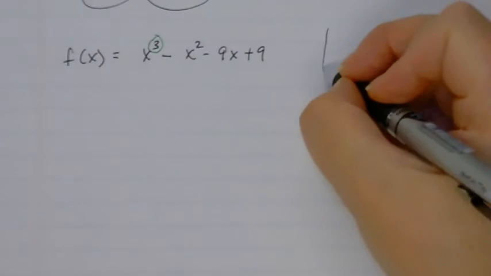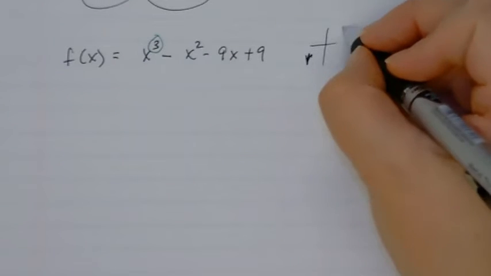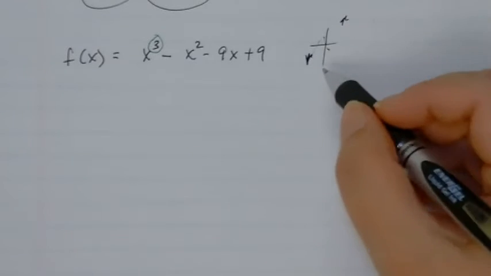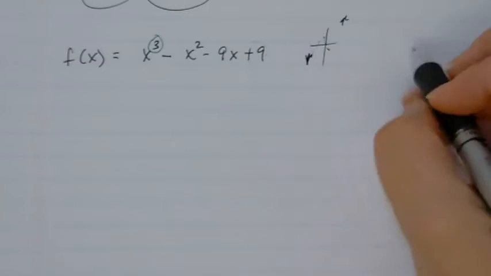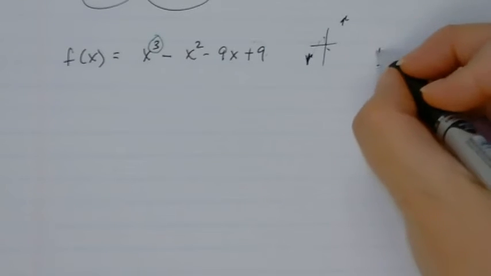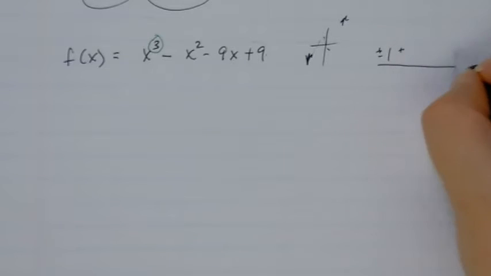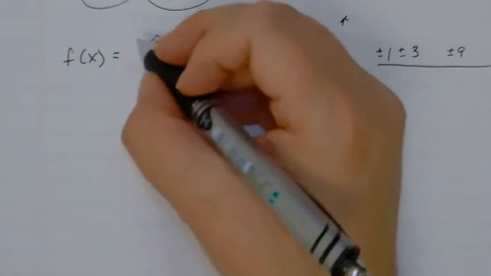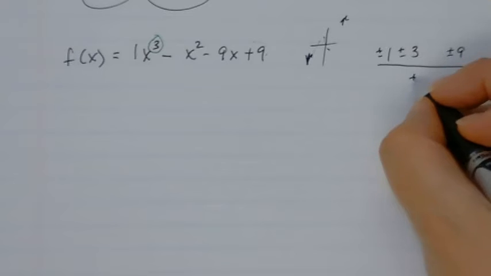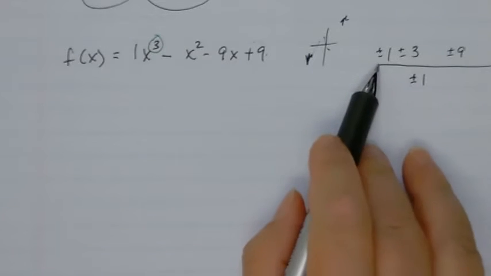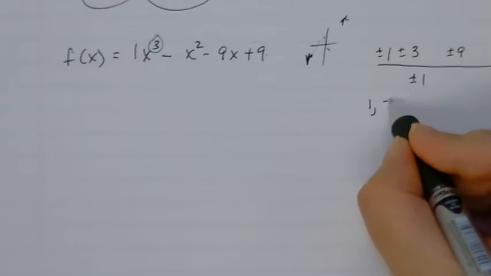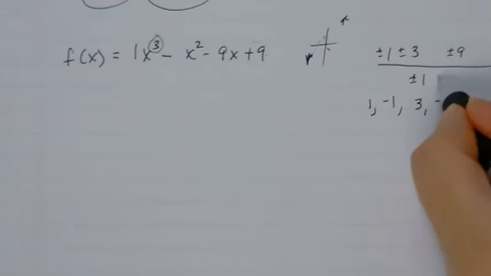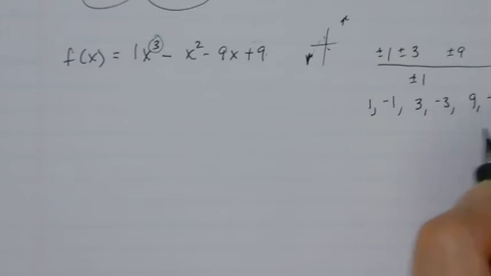The reason I know it has to cross someplace is because it starts down and goes up, so it's got to cross at least one place. So to find the zeros, I'm going to do the possible factors of 9, plus or minus 1, plus or minus 9, and plus or minus 3. The factors of the leading coefficient is 1, so I have plus or minus 1. So 1 divided by 1 would be 1 and negative 1. 3 divided by 1, I want to test 3 and negative 3. 9 divided by 1, I want to test 9 and negative 9.